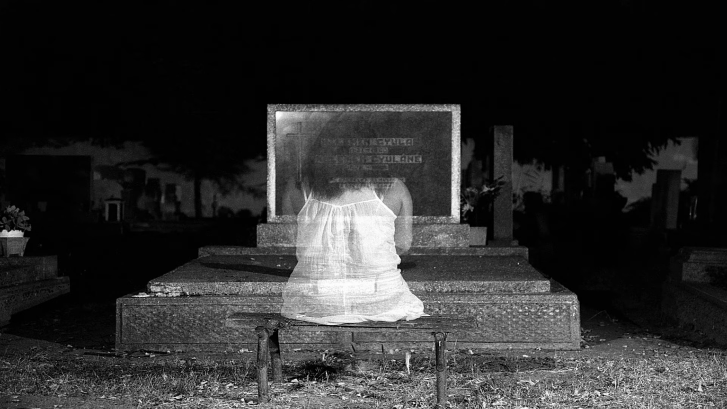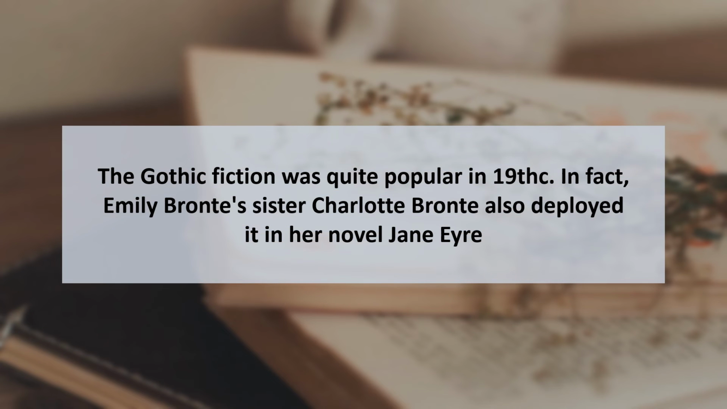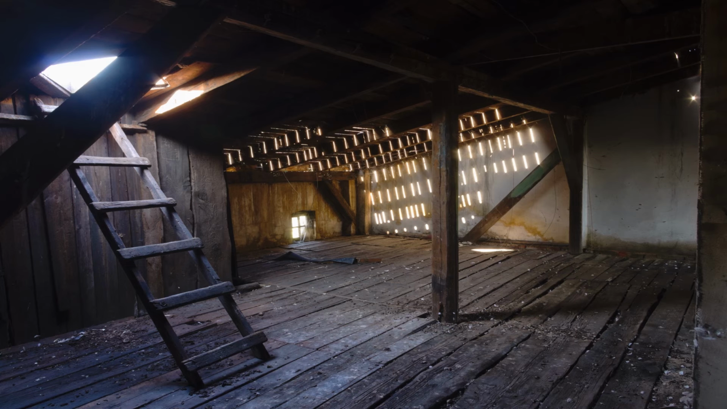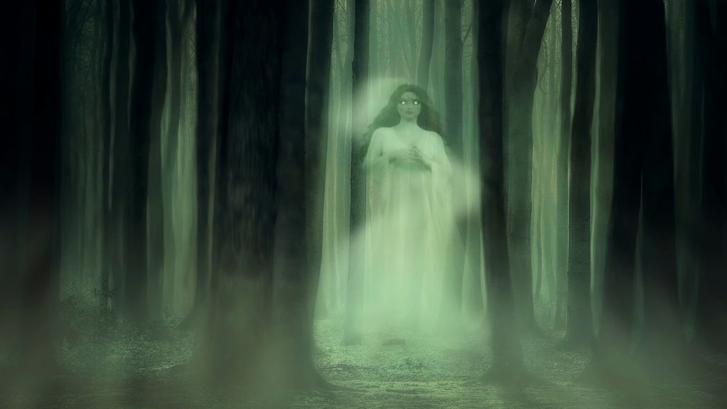Now something about the Gothic theme that you should know is that Gothic fiction as such became very popular in the 19th century. If you're aware of Emily Bronte's sister's novel, Charlotte Bronte's Jane Eyre, you would know that even Charlotte Bronte made use of the Gothic element by giving us the figure of Bertha Mason in her novel, who's locked up in an attic, and there is a house where her shrieks can be heard. So there was this element of horror, the kind of ghostly element that the novel had.